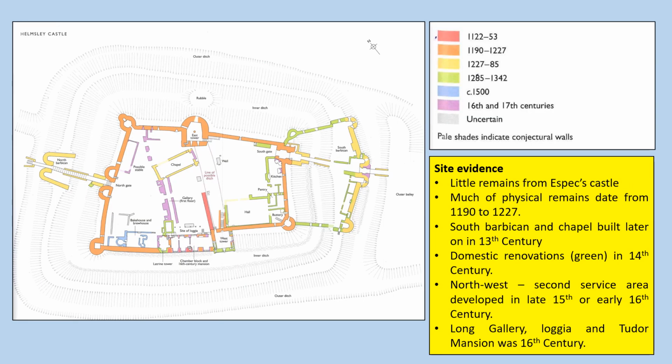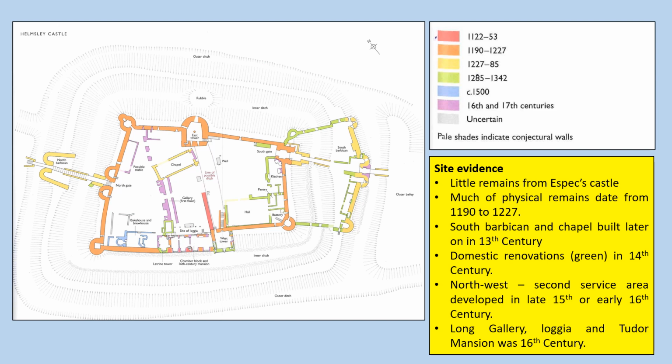Okay, this map just gives you a really good indication of the different stages of the development of Helmsley Castle. So you can see here colour coded when the different parts of the castle were built, and it gives you a sense of how the castle developed over time. So some concluding points for that. Little remains from Espes's castle. We can just see that original wall which divided Espes's two baileys that remains, and that's colour coded in red.